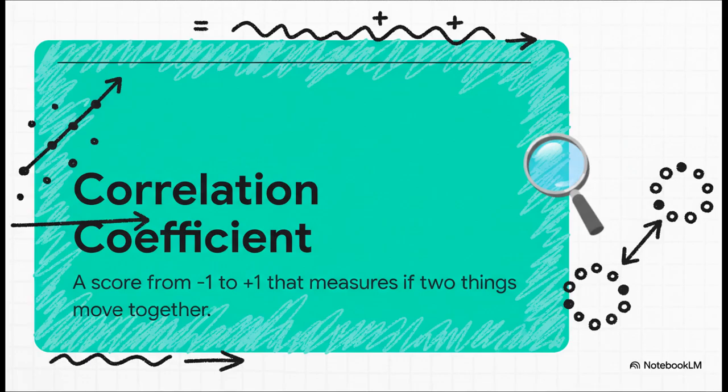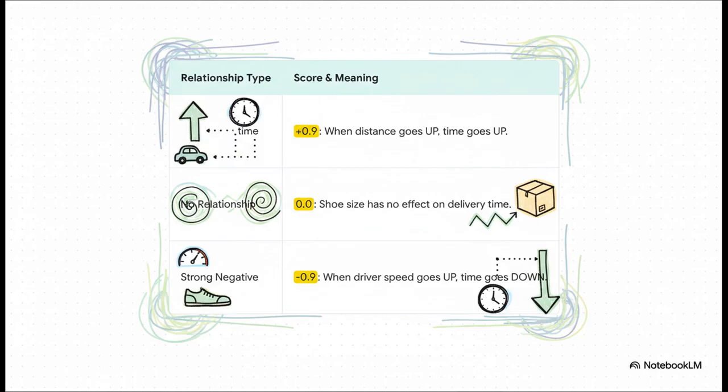I mean, really? And the correlation coefficient? It gives us a quick and really powerful answer to that question. Now, this slide does a fantastic job of translating a kind of abstract statistical score into a real-world story. So you see a score near +1, like that 0.9 for distance and time. That shows a strong, predictable relationship.